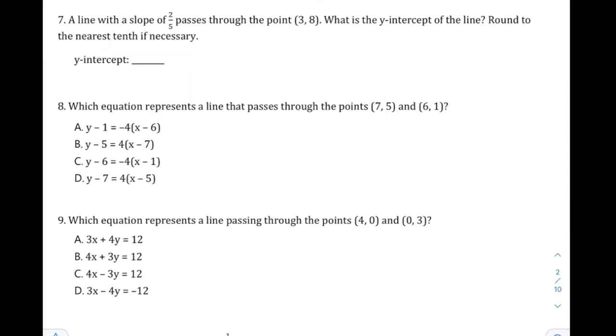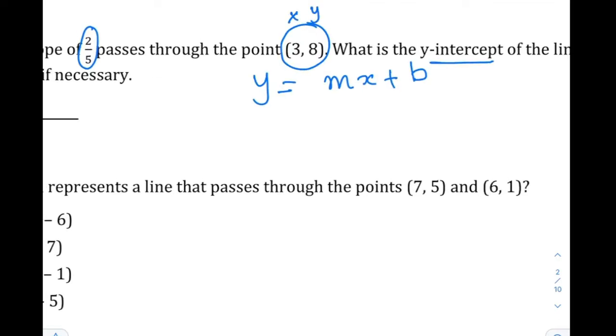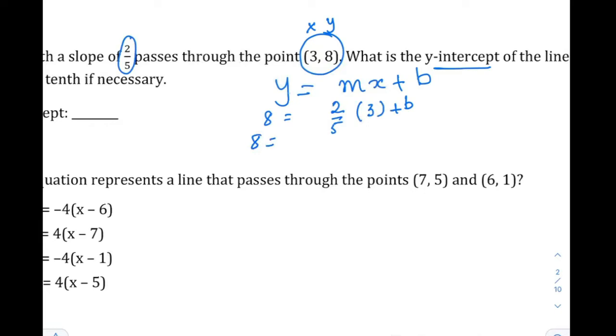A line with a slope 2/5 ميل 2/5 passing through يمر بالنقطة (3, 8). What is the y-intercept of the line? So we will write y equals mx plus b. And we will replace, this is our x and this is our y to find the b. 8 equals 6/5 plus b.